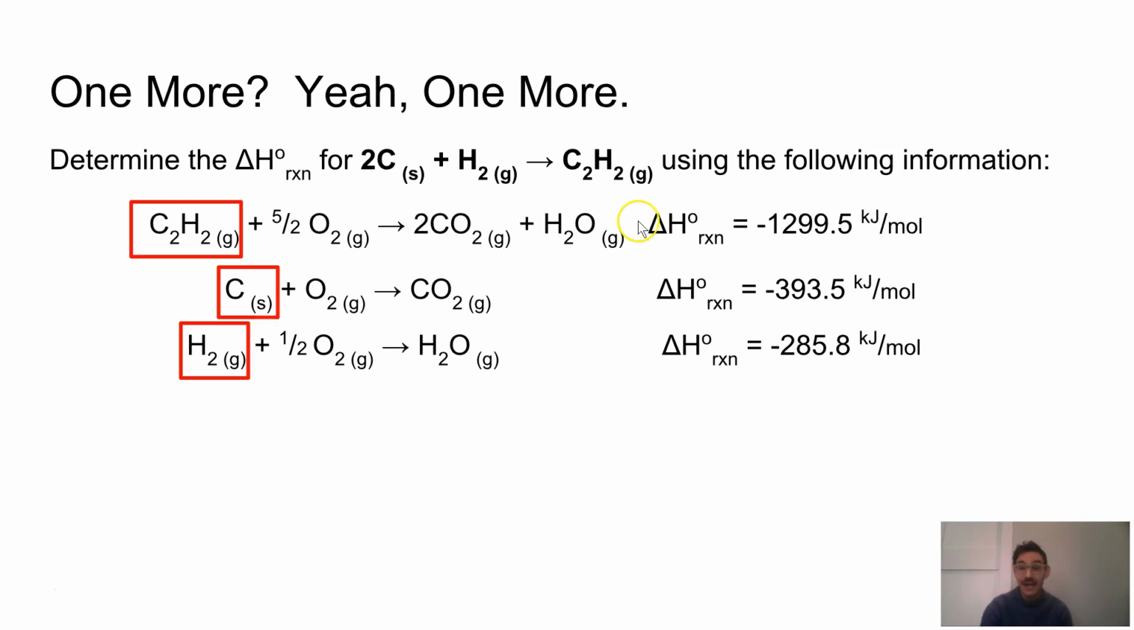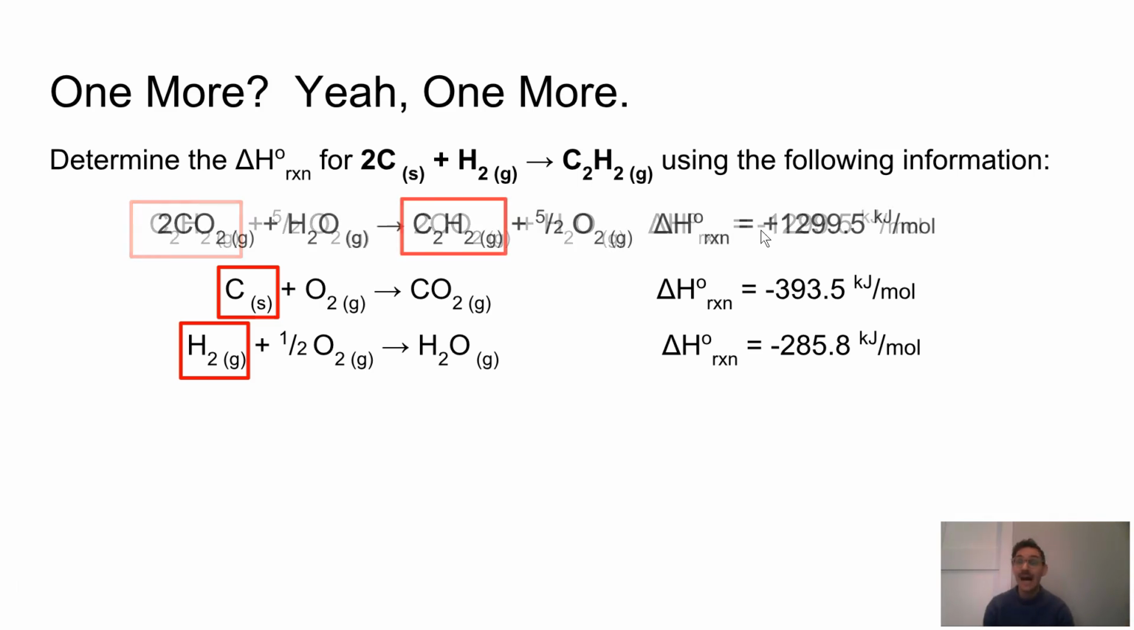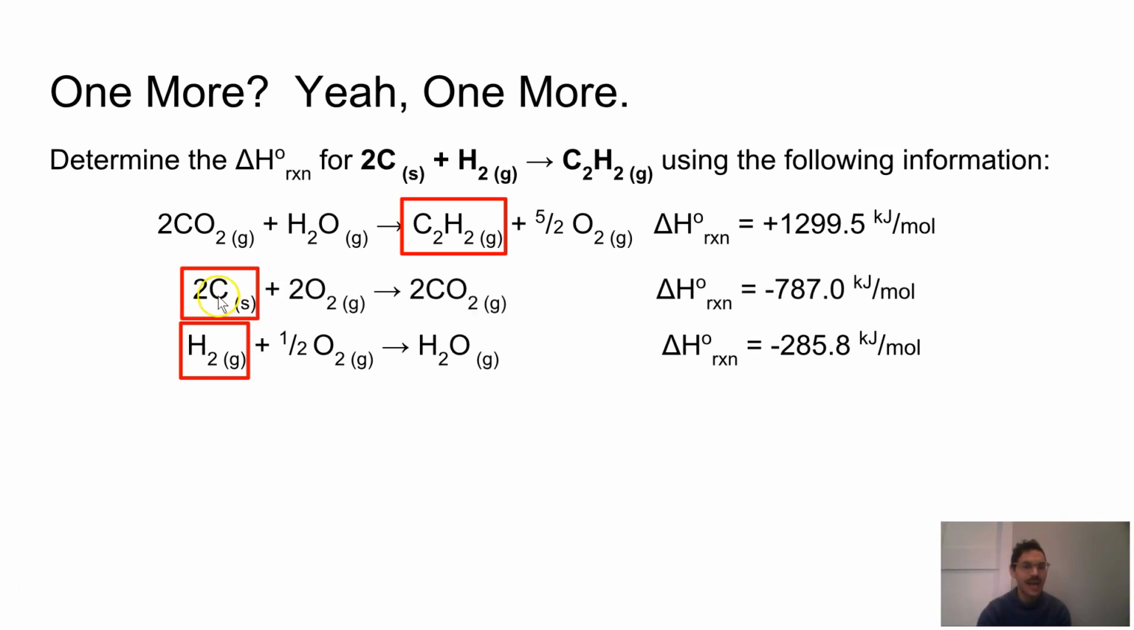And remember, when I do that, I changed this from a negative 1299.5 to a positive 1299.5 when I swap my products and reactants. Well, that looks good, but I'm supposed to have 2 carbons here. So we should probably double that up so that I've got 2 carbons like I'm supposed to have in this reaction here. And the hydrogen situation seems good. I don't want to mess with this equation right now. And remember, when I put in these 2 carbons, I had to double my delta H of reaction.